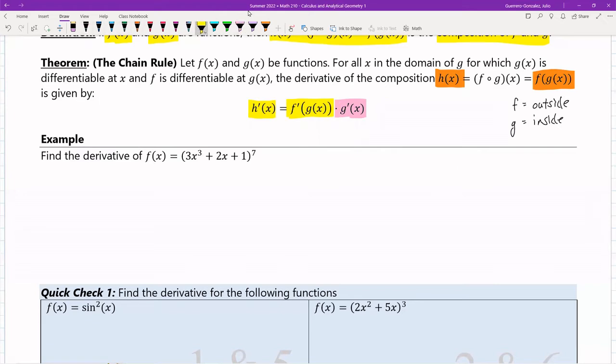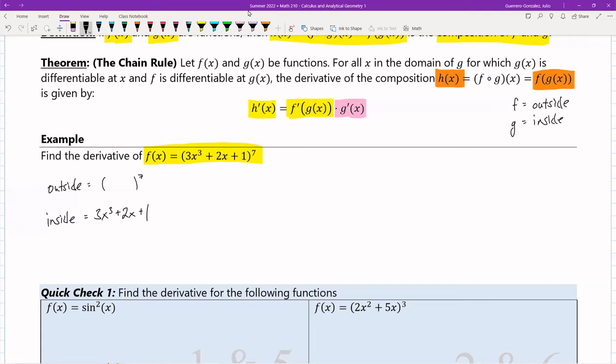So how does this work out? Let's take a look at this very first example right here. Otherwise, without the chain rule, we'd have to actually multiply this out and get an answer that way, but the chain rule makes it much faster. So here's how it works. The outside function is the stuff to the seventh. The inside function is 3x cubed plus 2x plus 1. So we have our inside and our outside.